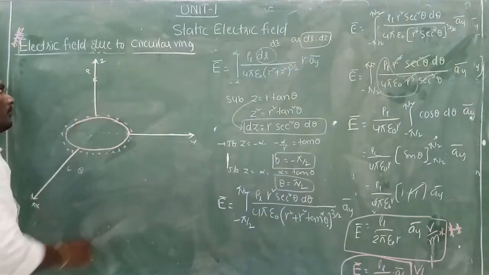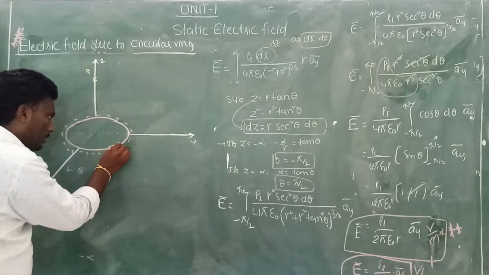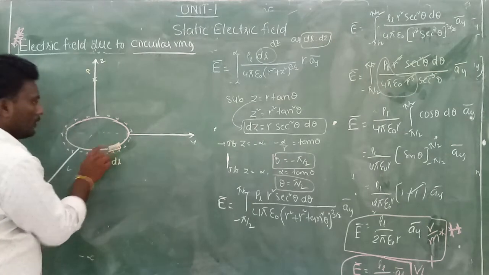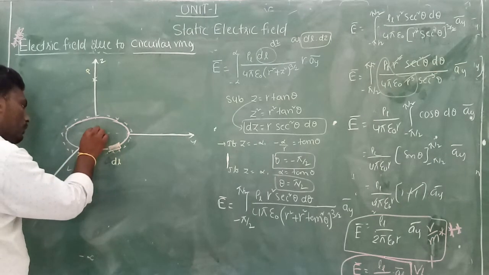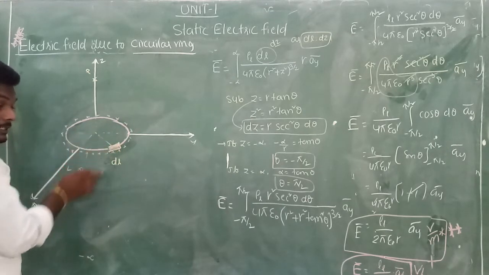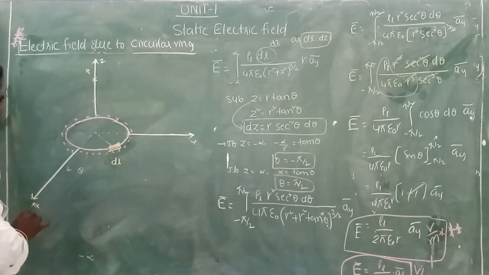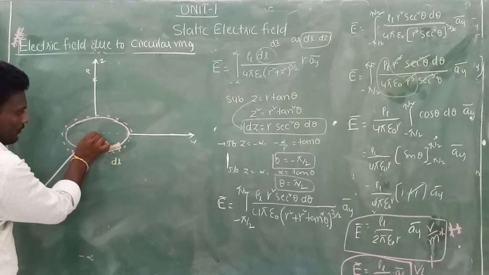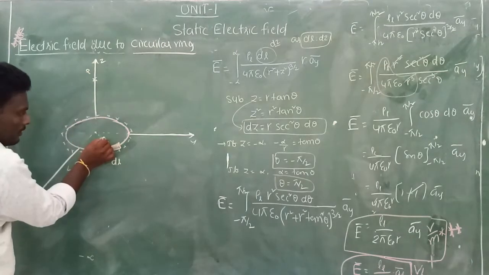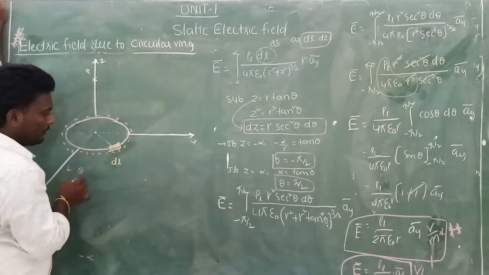Now see, to get the electric field intensity at this point, just consider a small differential length dl at this location. So consider the cylindrical coordinate system. On the cylindrical coordinate system, this distance indicates what? The distance between the origin to the surface, the radius of the cylinder.